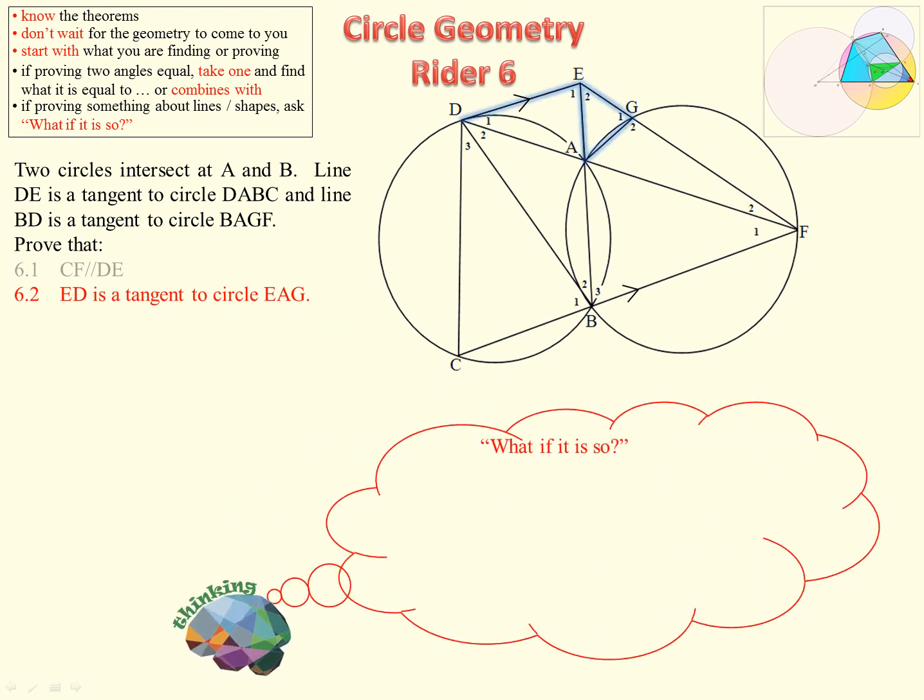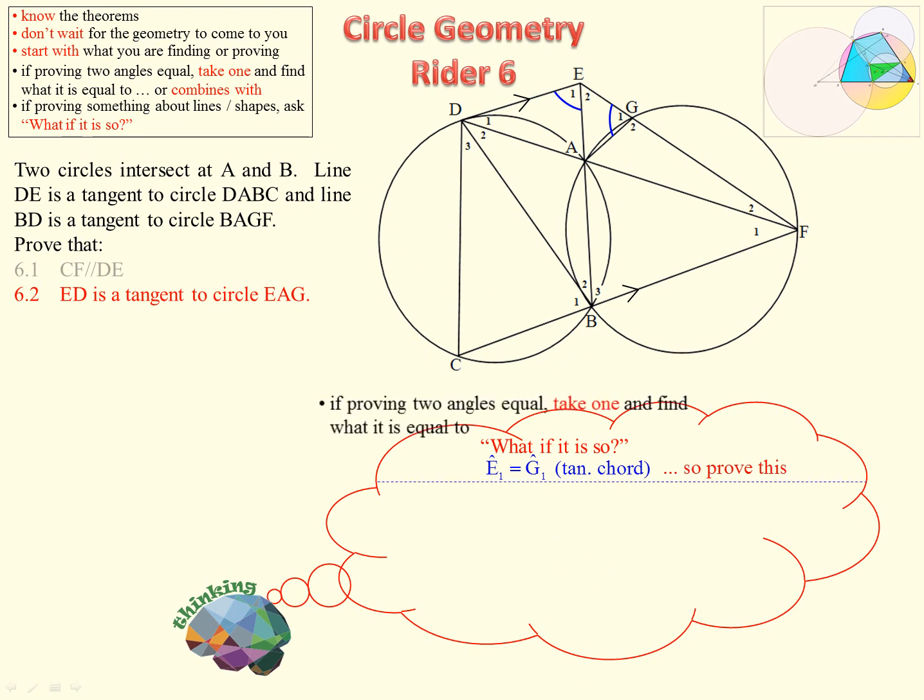Next part of the proof. We have to prove that ED is a tangent to circle EAG. So there we are. I've drawn the situation there and it's easier to see. What if it is so? So there's a circle going through those 3 points there. What if it is a tangent to the circle through those 3 points? Well, E1 would have to equal G1 by tan chord. So, prove this. So we're now going to prove the blues are equal to one another in order to get it to be a tangent.